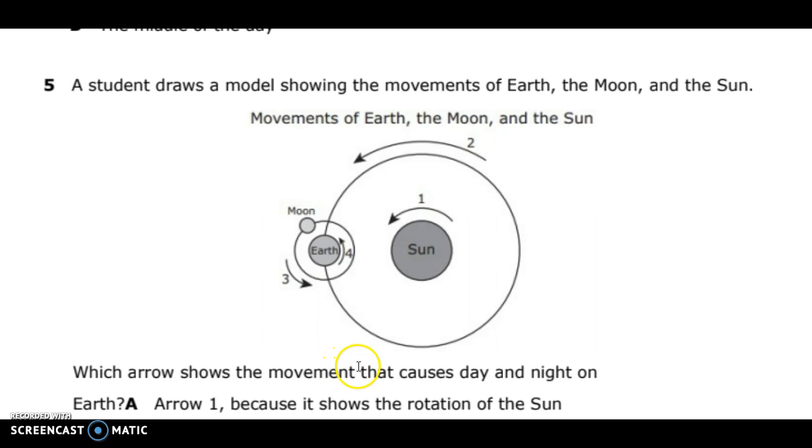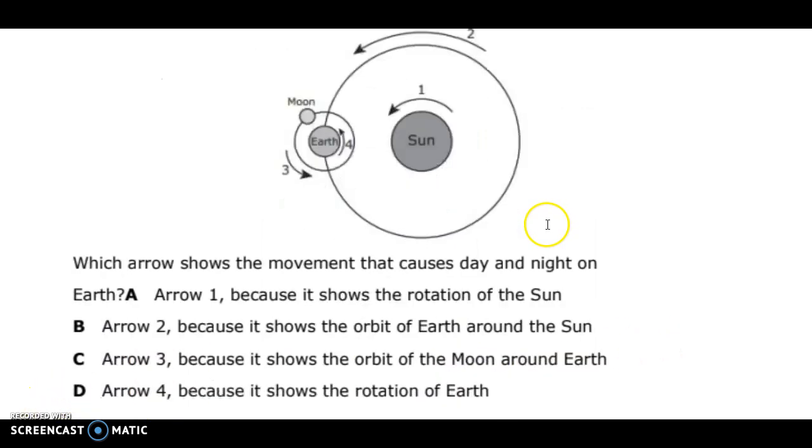Which arrow shows the movement that causes day and night on Earth? A. Arrow 1 because it shows the rotation of the sun. B. Arrow 2 because it shows the orbit of the Earth around the sun. C. Arrow 3 because it shows the orbit of the moon around the sun. D. Arrow 4 because it shows the rotation of Earth.